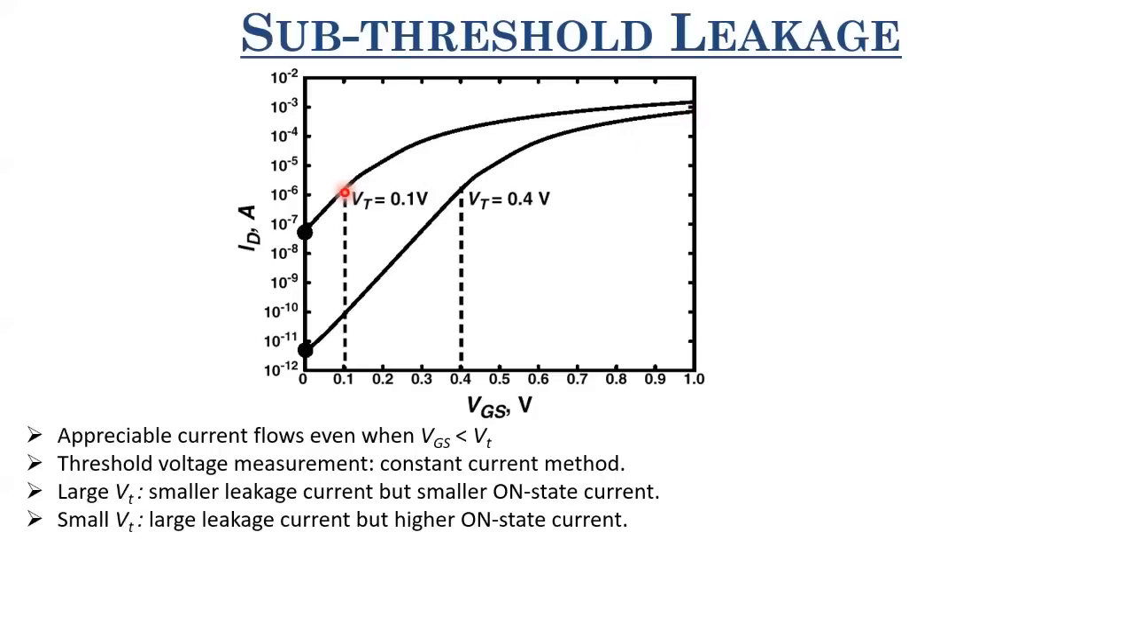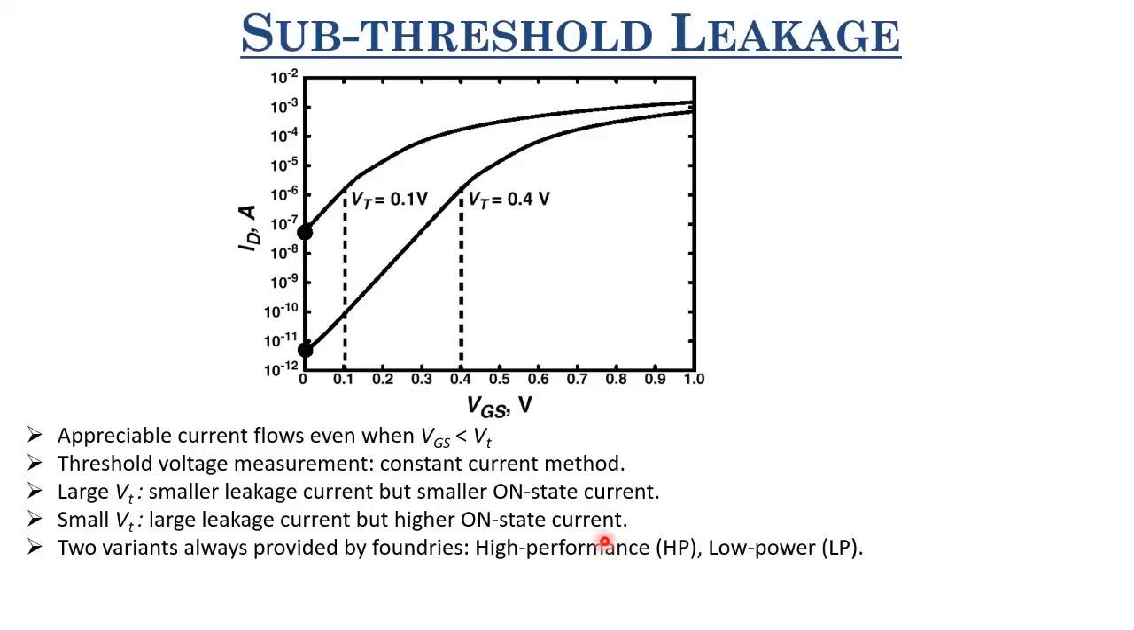Similarly, small VT or low VT, what happens? Leakage current is large. However, what about the on-state current? Since that is dependent upon VGS minus VT, that is also large. So rule of thumb: large VT or high VT, smaller leakage, but smaller on current as well. Small VT or low VT, larger leakage current, but higher on-state current as well.